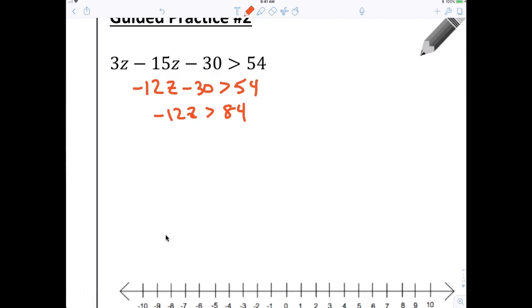Now, who remembers last year? If you multiply or divide by a negative, what do you have to do to the inequality sign? Switch it. Thank you. You switch it. Everybody hearing me? So when you switch it, it becomes z less than -7. Notice all signs changed.